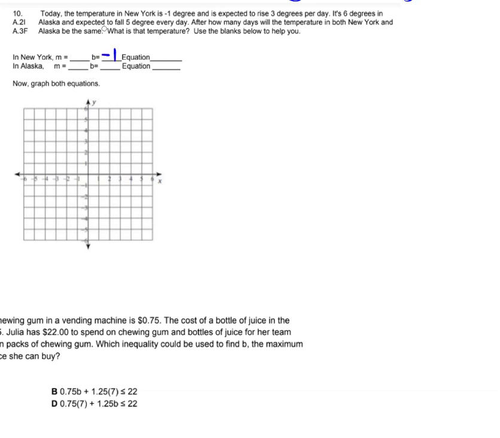It's the negative 1 degree. It's expected to rise 3 degrees per day. That 3 degrees per day is my slope. Basically, every day it's going up 3 degrees. So my slope is 3.